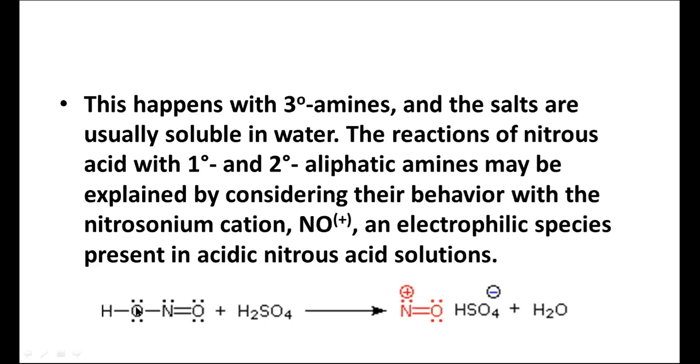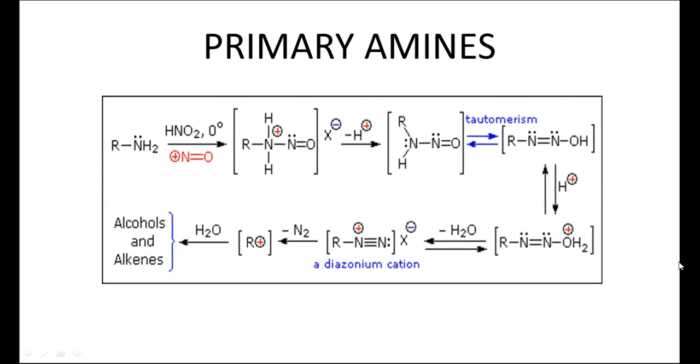That's why the OH minus ion is taken by the H plus ions of the sulfuric acid, and it will be lost as water. That results in the formation of the nitrosonium cation, an electrophilic species present in acidic nitrous acid solution. What is this? This is a primary amine.